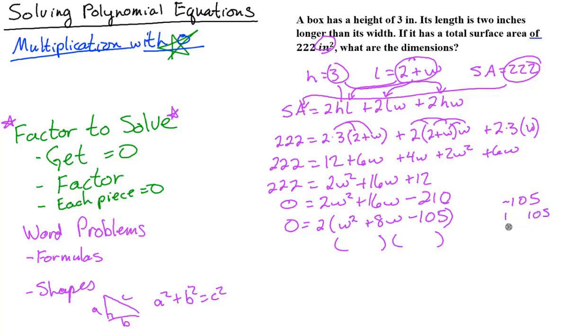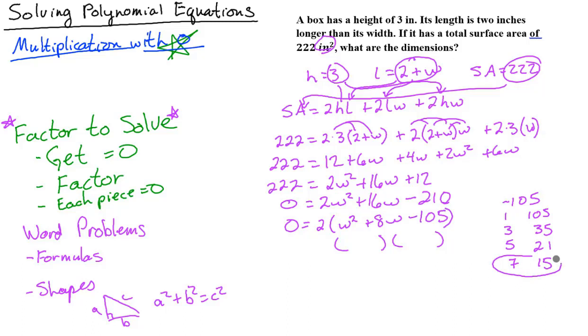Does 3 go into it? I think 3 goes into it 35 times. 5 goes into it 21 times. 7 goes into it 15 times. And I think that's all of them right there.